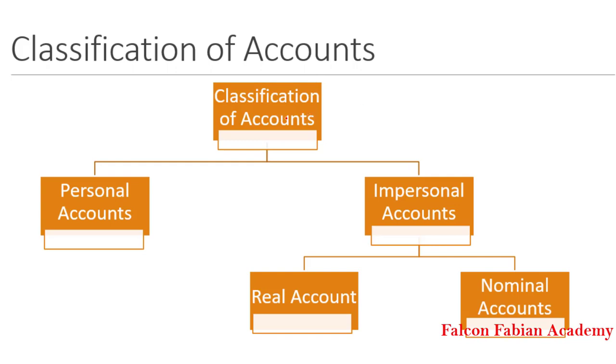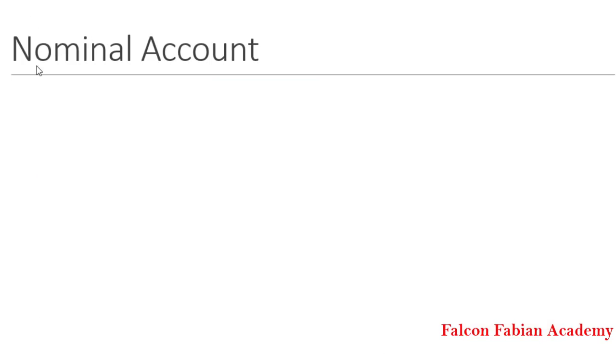So we looked at classification of accounts, and we've already covered personal account, and we were looking at impersonal account. Impersonal account can be further subdivided into real account and nominal account, and we've also covered real account. Now we are left with only nominal account. So let's understand nominal account. The third and the final classification is nominal account. Now what would come under nominal account?